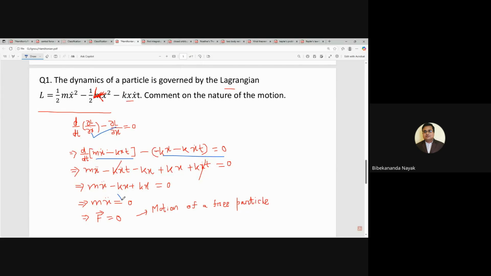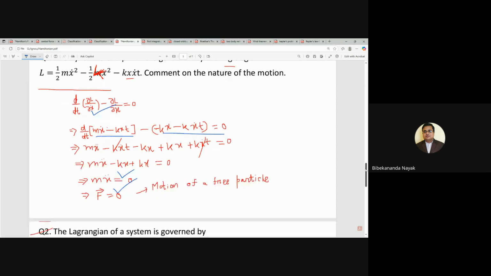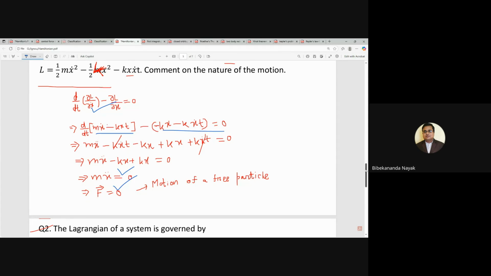Adding, you find m x double dot equals zero, which means mass into acceleration, force, is zero. It represents that there is no force. Then we call it a free motion, the motion of a free particle.